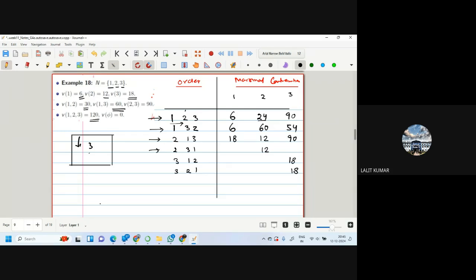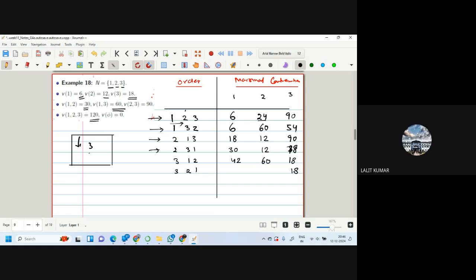2 was there, 3 came, and the value of 2 and 3 became 90. So 90 minus 12 is the value of 3. 90 minus 12 is 78. Now this is 90, the value became 120, so this is 30. Now 3 is there, his value was 18. 1 came, 1 and 3 became 60. 60 minus 18 is 42. And this is 120, so this becomes 60.